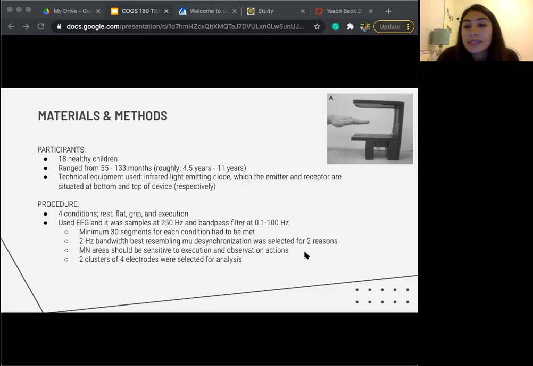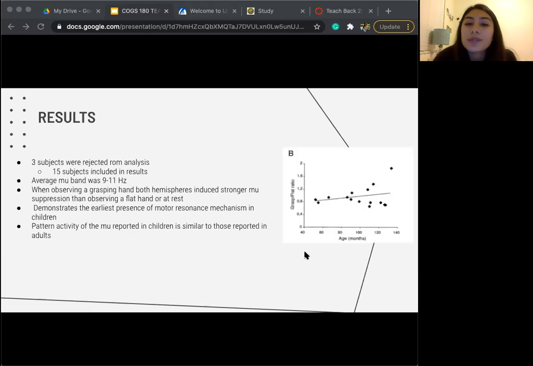So mirror neuron areas should be sensitive to execution and observation of actions. Two clusters of four electrodes were selected for this analysis, and they are basically those two. The four electrodes were in areas where mirror neuron systems are typically seen in adult brains. So the results from this are that in total, there were 15 that were finally counted for the results as opposed to the 18 that participated, because three of the subjects were rejected from the analysis for various reasons. Average MU bands was 9 to 11 hertz.